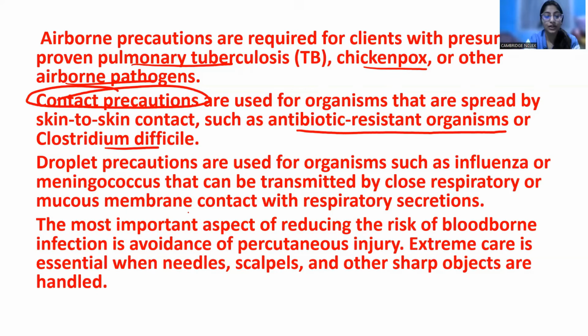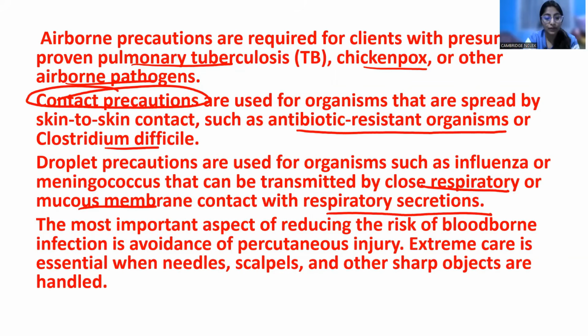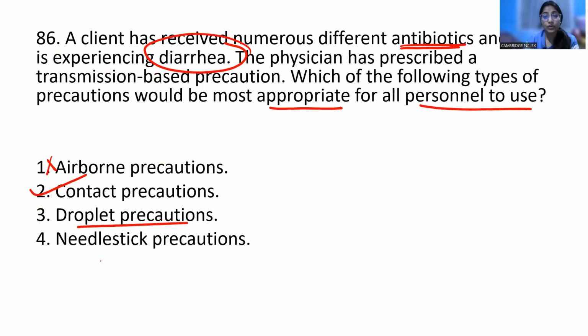Droplet precautions are used for organisms like influenza or meningococcus that can be transmitted through close respiratory or mucous membrane contact with respiratory secretions. Fourth is needle stick precaution, which means bloodborne precaution. So the most important aspect of reducing the risk of bloodborne infection is avoiding percutaneous injury. Extreme care is essential when handling needles, scalpels, and other sharp objects, but this isn't related to this case. So the key word here is antibiotic. Because of various antibiotics, the patient has developed antibiotic-related issues.